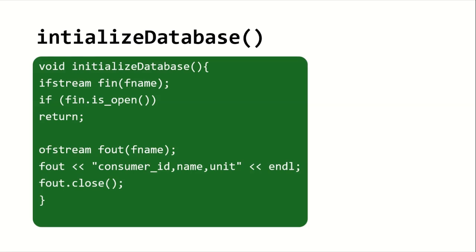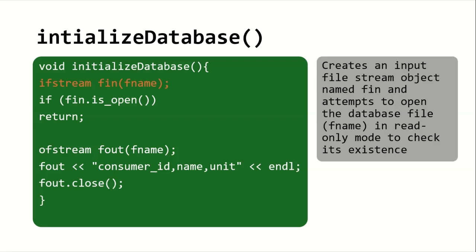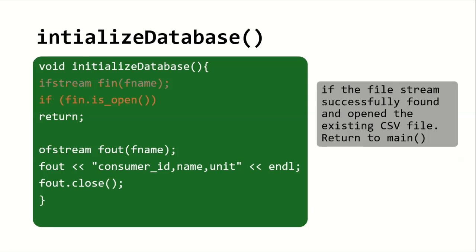So we are in the initialize database function. It's a void returning function, so it returns nothing. We create an ifstream fin, name. We create an input file stream object named fin, which attempts to open the database file in read mode and check its existence. If fin was able to open, we just return because the database is already initialized. We don't need to do anything. We return to the main function.